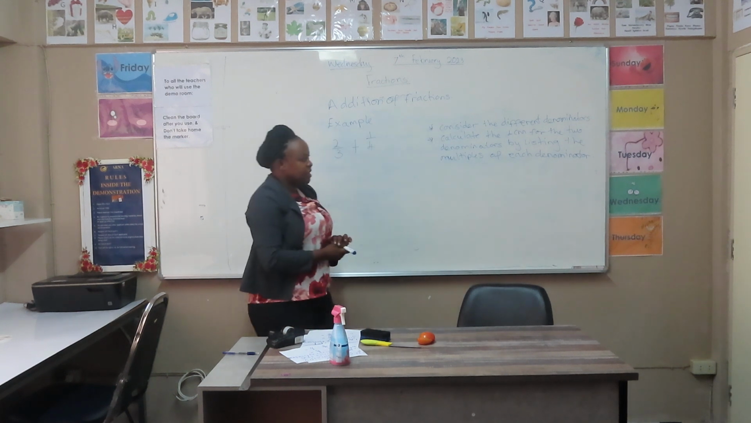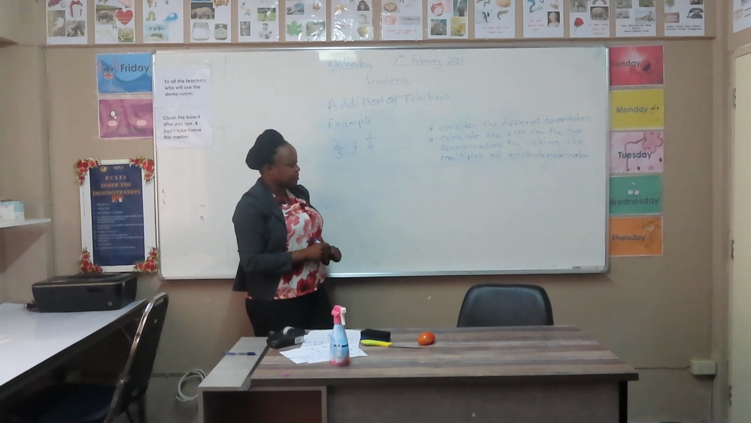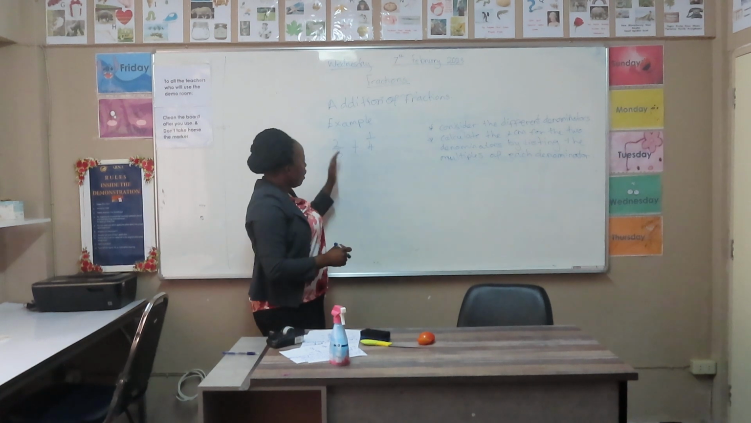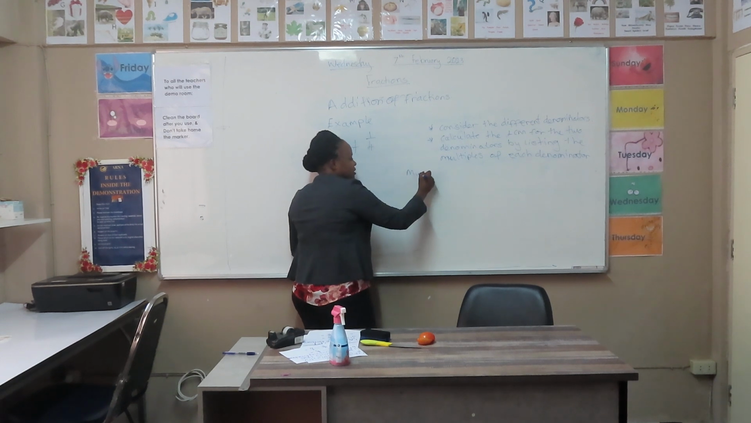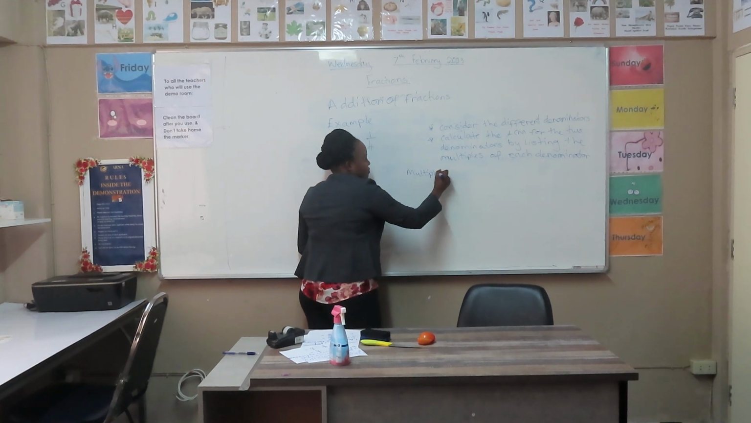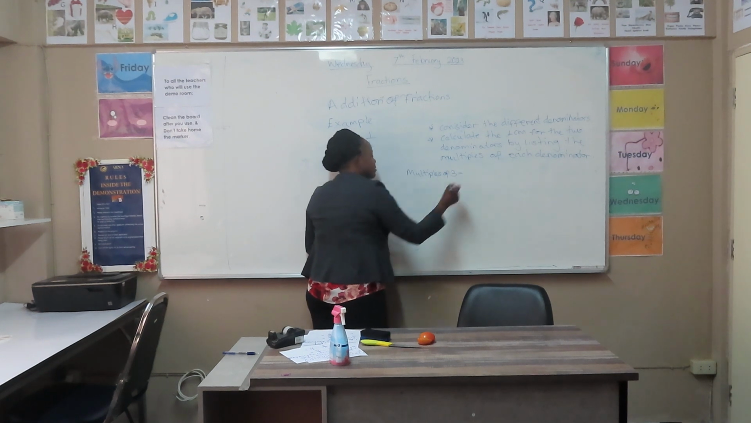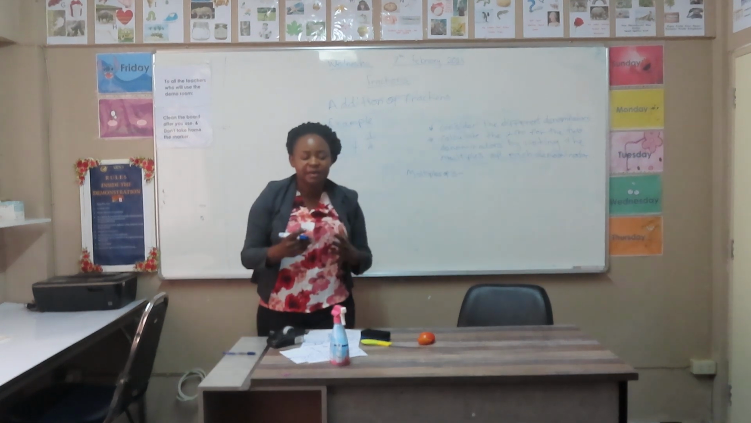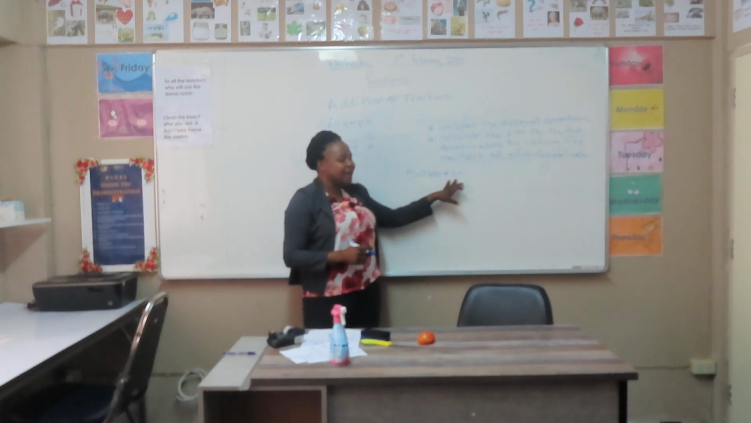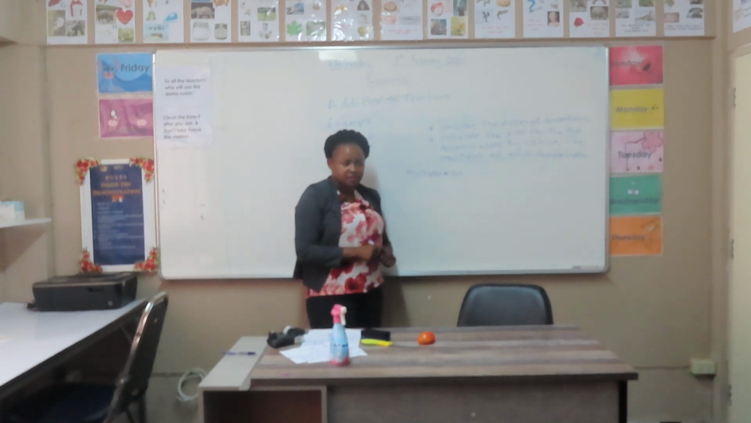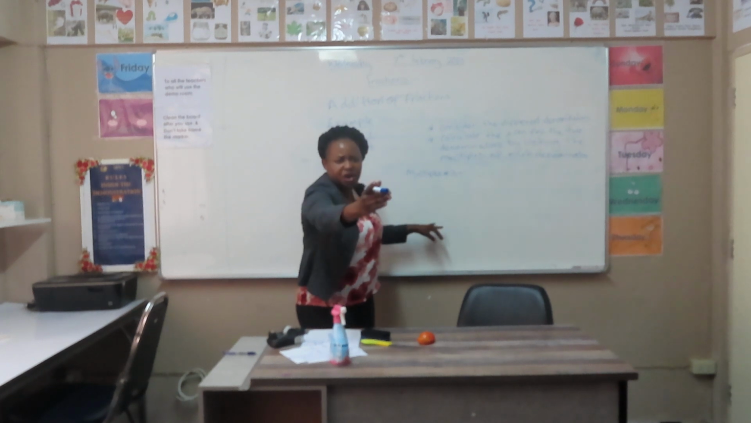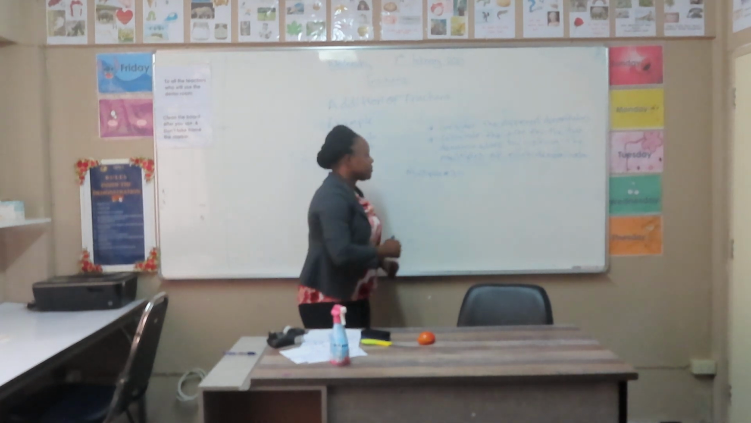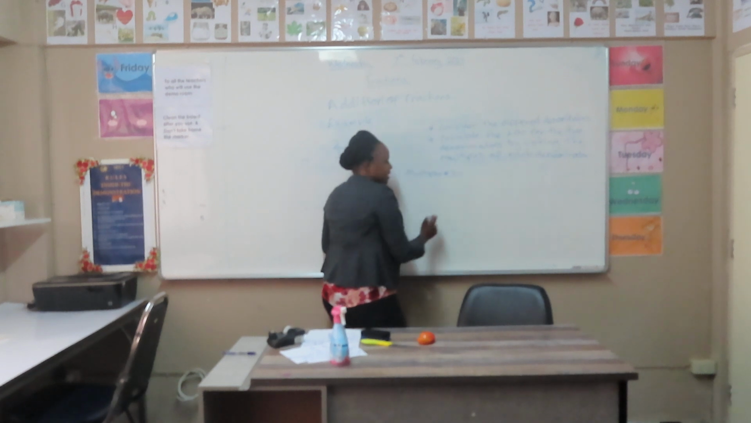As I'm doing this, you do this in your jotter book as well, your notebook. I'll consider the multiples of 3 first. So you list the multiples of 3. Multiples are those numbers that we get after multiplying 3 by any other number. Okay, I understand you. Let's list the multiples.